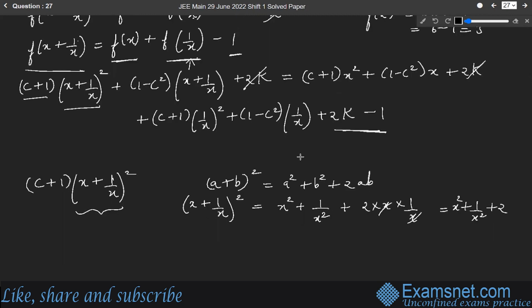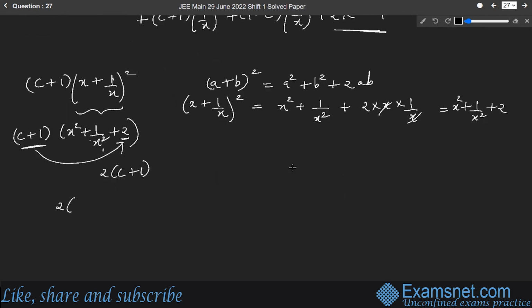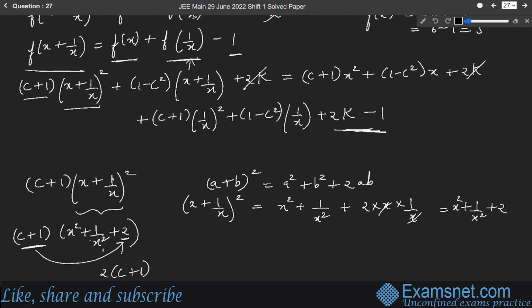All right. So this term can be written as (c + 1) into (x square plus 1 by x square plus 2). Now taking this 2 outside, when we multiply (c + 1) into 2, we get 2 into (c + 1). And when we multiply (c + 1) into (x square plus 1 upon x square), it will be in the form of the variable. But we just want the constant part. So on the left hand side, the constant part is 2 into (c + 1), and on the right hand side, the constant part is 2k minus 1.